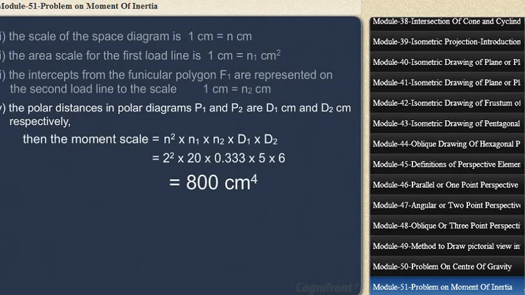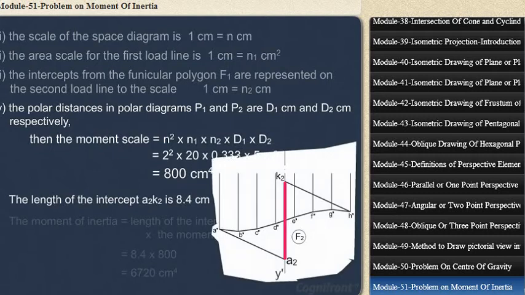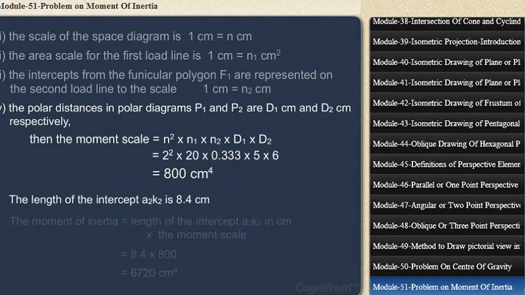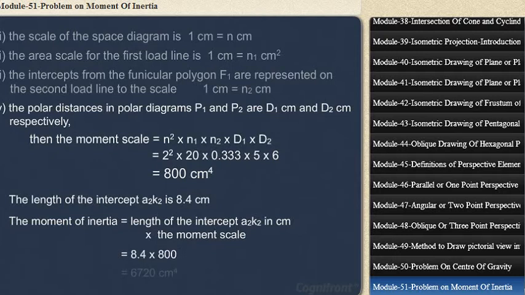The length of the intercept A2K2 is 8.4 centimeters. The moment of inertia equals the length of the intercept A2K2 in centimeters into the moment scale, which equals 8.4 into 800, which equals 6720 centimeters raised to 4.